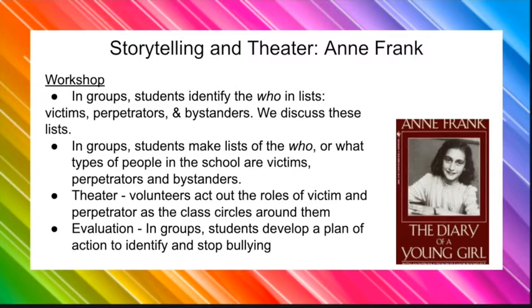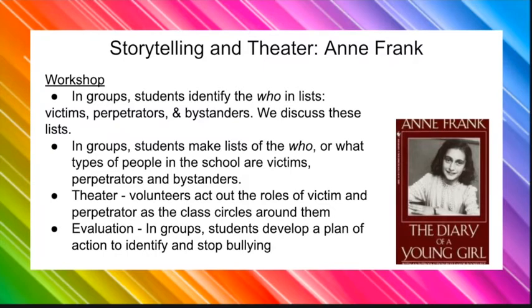Students who are assigned the perpetrators should identify actions and behaviors that they would use to establish dominance over the victim, and we'll be using those behaviors and actions later when we do our theater. For the theater, we'll split the class into two groups. So one group will be performing for the other and vice versa. We'll ask for volunteers for a victim and perpetrator.